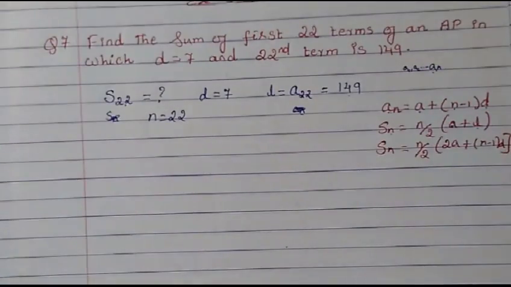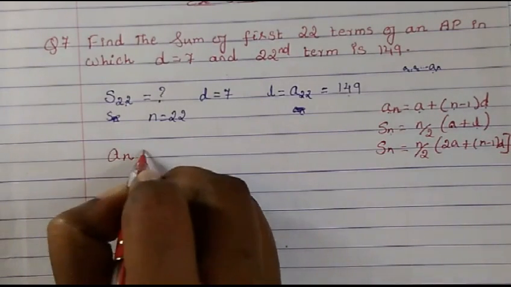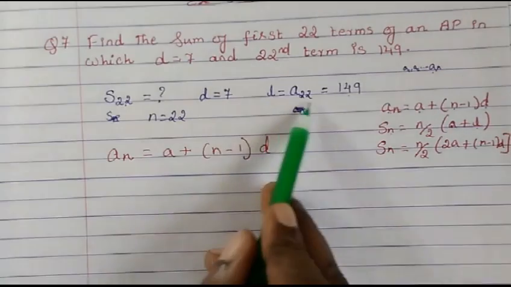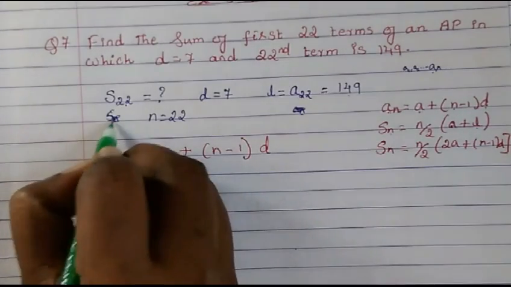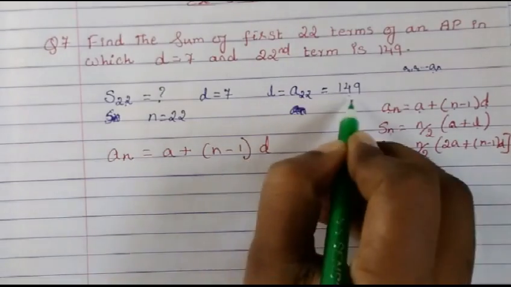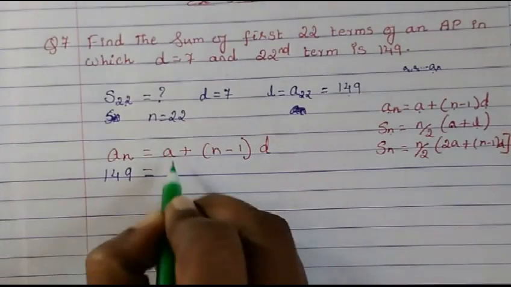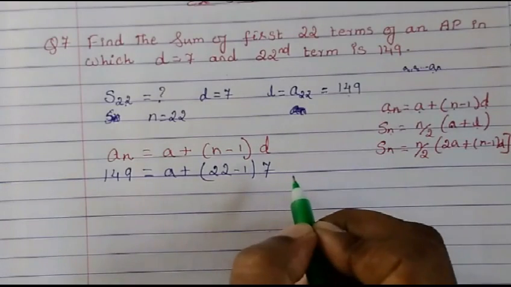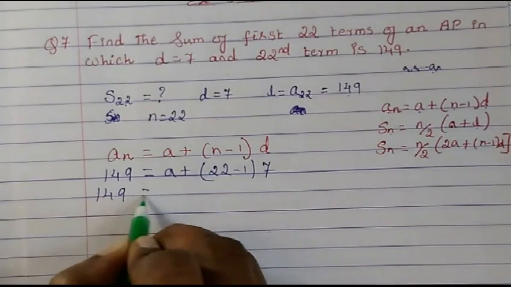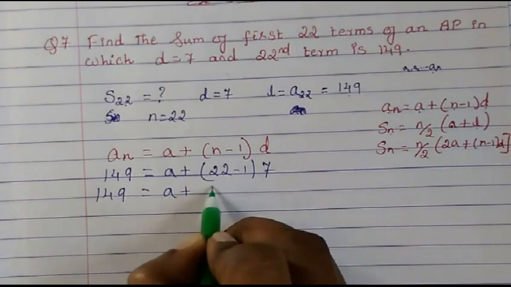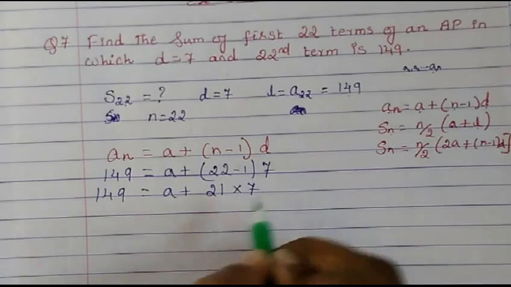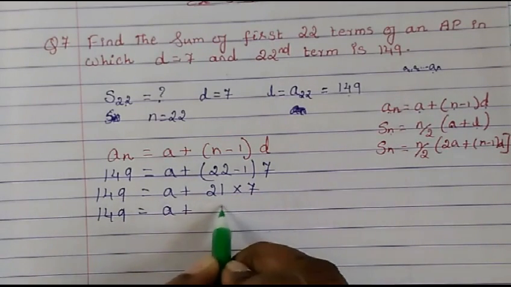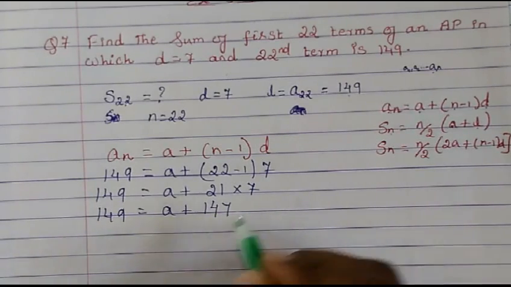Let's begin. We have to find out the A value. So AN equals A plus N minus 1 D. AN is given to us, 149. A we don't know. N we know, 22 minus 1. D we know, that is 7. So let's keep 149 as it is. 22 minus 1 will become 21. This is multiplication, so 21 into 7 will give us 147.